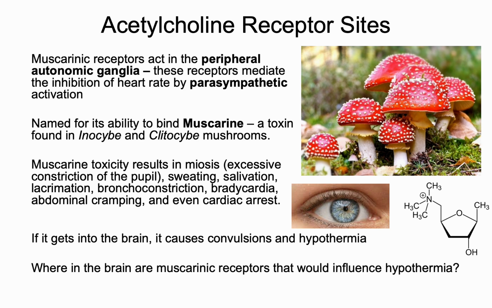And so I want you to maybe hold on to this, and we'll think about this again when we start talking about the central nervous system anatomy, different parts of the brain. Keep this question in the back of your mind. Where in the brain are muscarinic receptors that would influence hypothermia? All right, so once we start learning about different parts of the brain, I bet you'll be able to predict where you would find muscarinic receptors because of this symptom it has of hypothermia.